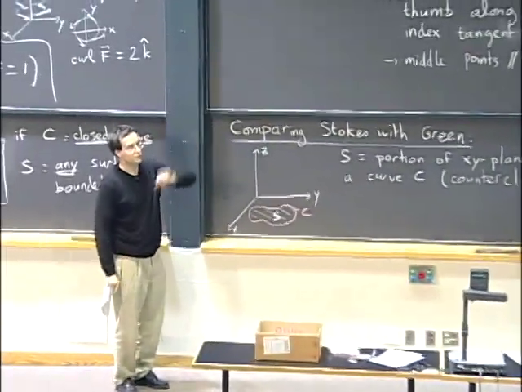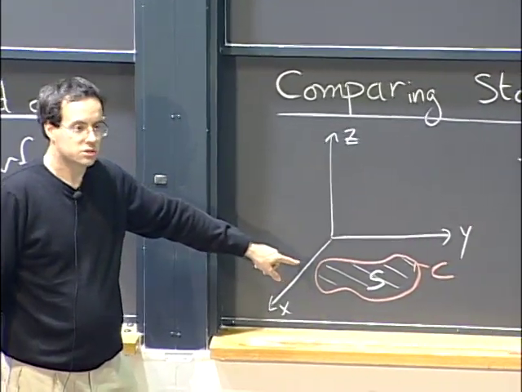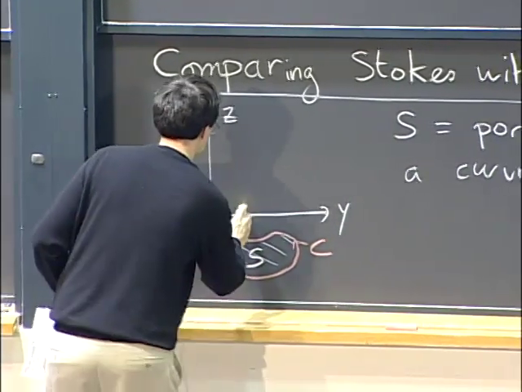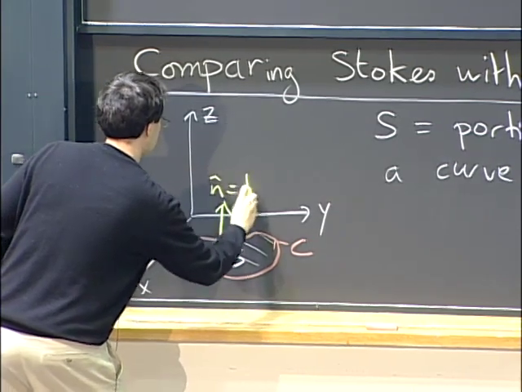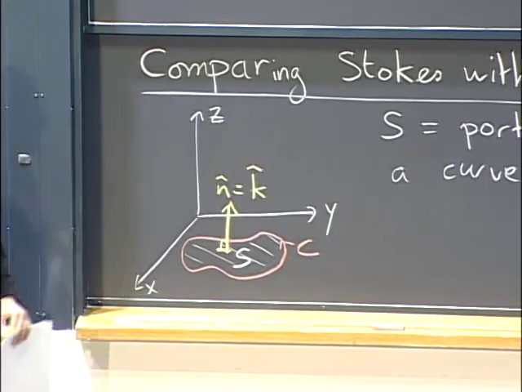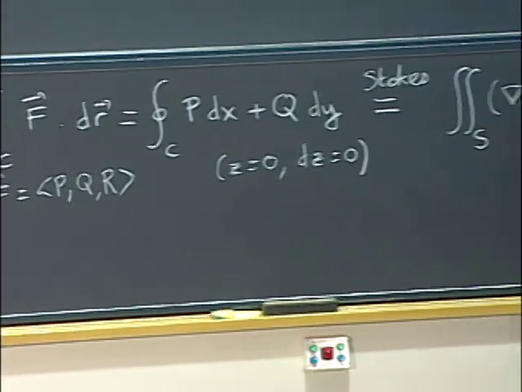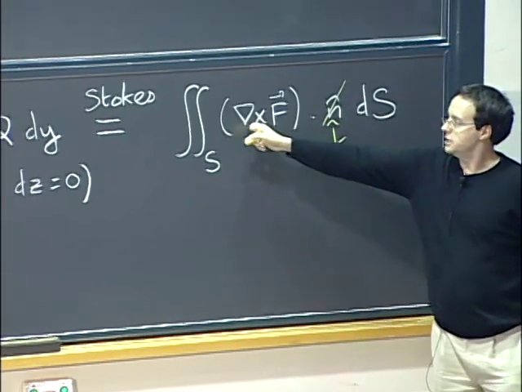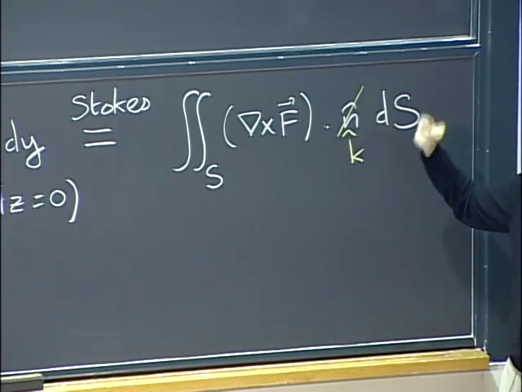Well, if you've followed what we've done there, you know that the normal vector compatible with this choice for the curve C is the one that points up. Okay, so my normal vector is just going to be k hat. So I'm going to replace my normal vector by k hat. That means I will be integrating curl dot k. That means I'm integrating the z component of curl.